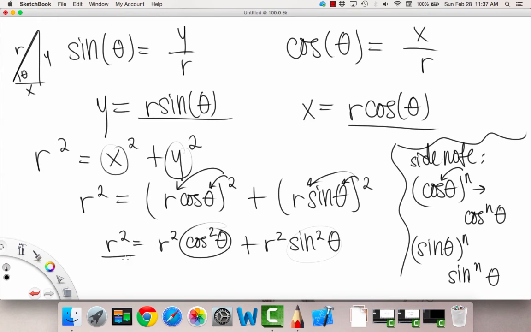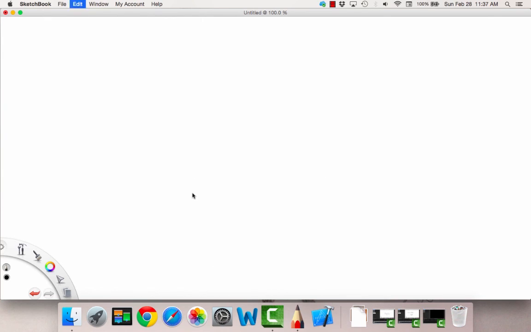So now what we can do is divide by r squared everywhere, on both sides of that equation, and we get 1 is equal to cosine squared theta plus sine squared theta. Let me write this on the next slide because it merits its own slide.